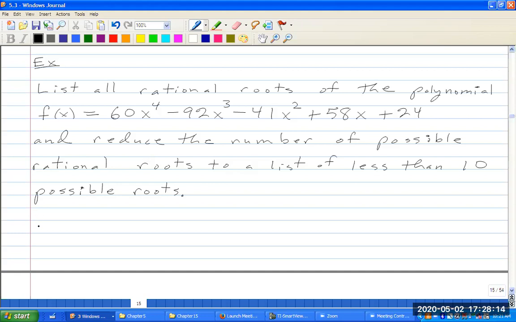Okay, so let's figure out what P is. So P is the factors of 24. So let's find the factors of 24. 1, 2, 3, 4, 6. Finally, I'm going down. Okay, 4, 6, 8, 12, 24. Okay, so those are the factors of 24.